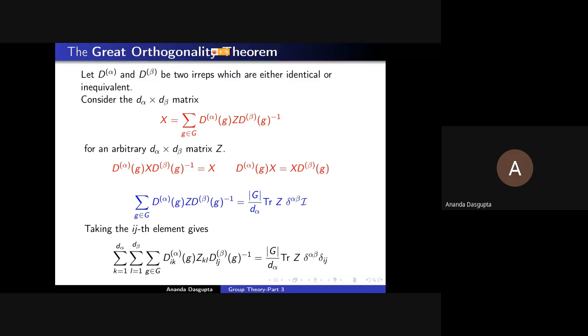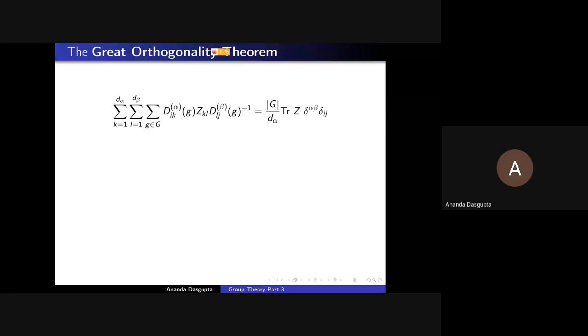So let's make the specific choice that z_kl is of this form: delta_k i prime, delta_l j prime. That means that only when k is equal to i prime and l equals j prime, so the i primeth row, j primeth column is 1, everything else is 0. But if you use that, you can simplify this expression substantially. Can you see that?